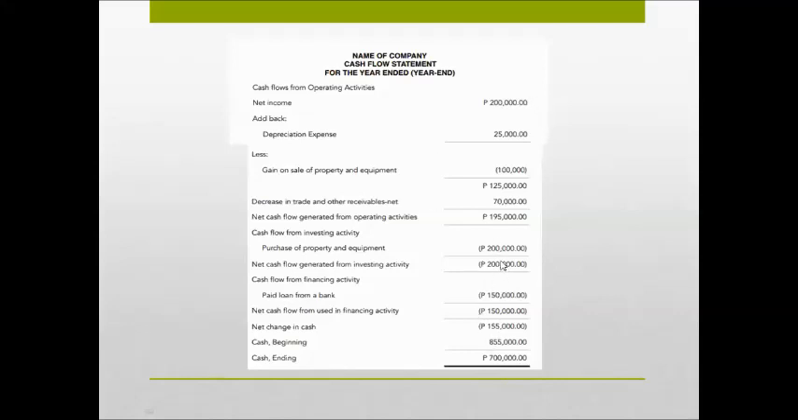So, the most important thing here is that we need to know the inflow and outflow of cash. When it is a payment, it is always deducted. When it is receivables, or when we receive money, they are always added. So, you need to be careful with that one.